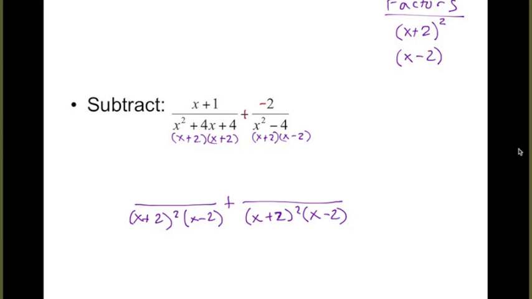Then I bring down the old numerators, and I'm going to group up that x plus 1. And then I want to look at what changed. So in the original, how many x plus 2's did I have? 2. And how many do I have now? 2. So nothing changed. But I now have an x minus 2 that I didn't used to have, so I need to bring that in.